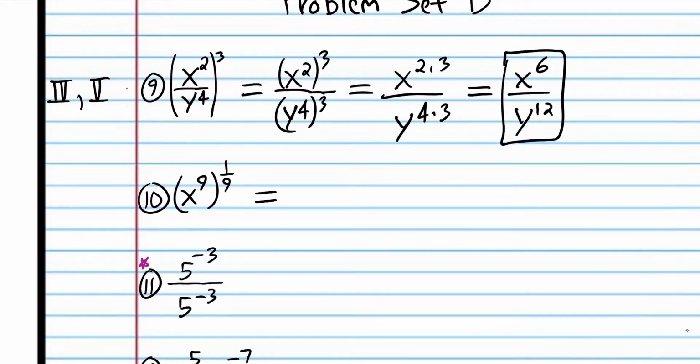So let's try another one of those. We have a power raised to another power. So we're going to multiply the powers just like we did in the previous problem. That's rule number 5.